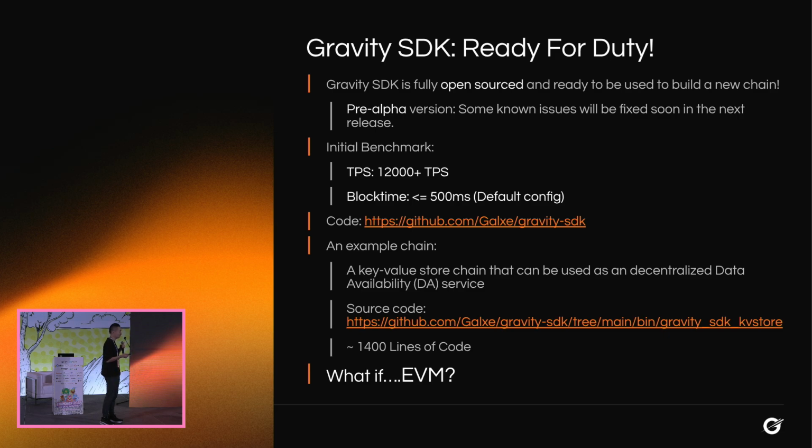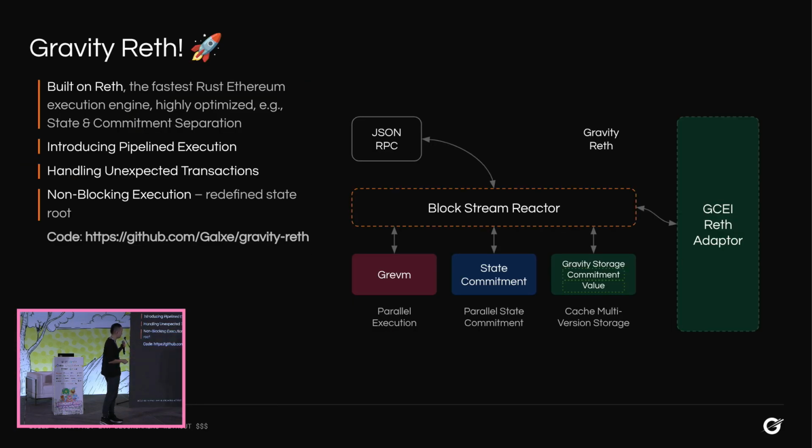We also built a demo project, a demo chain that is a simple key value store with Ethereum-style accounts. You can find it here, with less than 1,400 lines of code. Now you may ask, this is a very simple example, so why don't we build an EVM blockchain? That's what we did. We built upon Reth. Reth is the fastest Ethereum execution engine, and it's highly optimized.